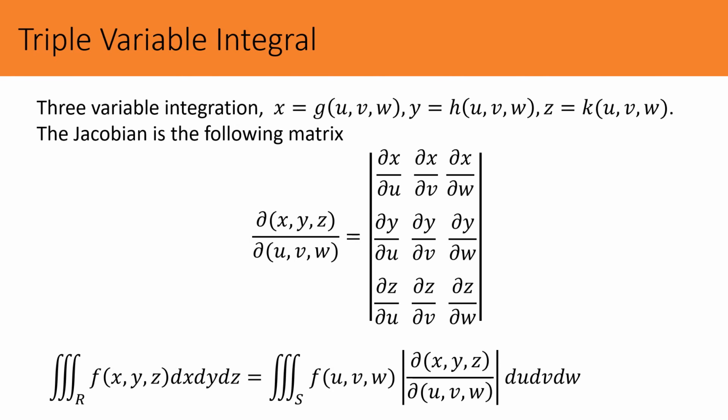Triple variable integral. There is a similar change of variables formula for triple integrals. This transformation maps the region R in xyz space to the region S in uvw space. To do the integral, we will need a Jacobian, just as we did with double integrals. The definition of the Jacobian for this kind of transformation is the following 3 by 3 determinant as shown on the slide. We use the following formula for triple integrals, the triple integral over R of f(x,y,z) dx dy dz, as shown on the slide.